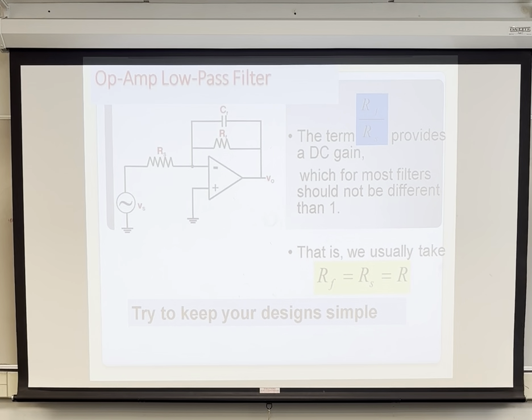So to design a low-pass filter, the term RF over RS is the DC gain of the circuit. And unless it's specified differently, you can set RF equal to RS.